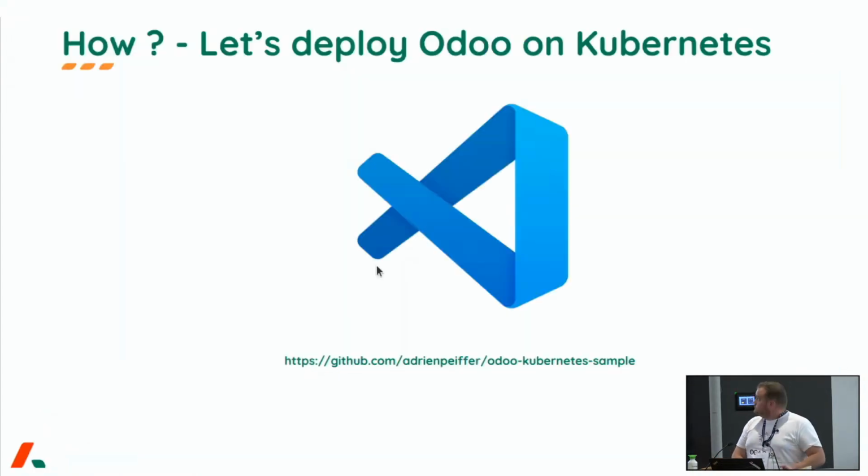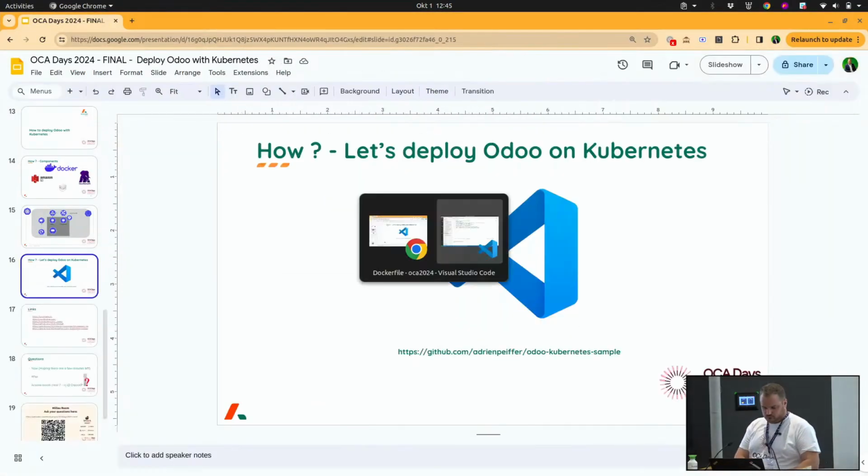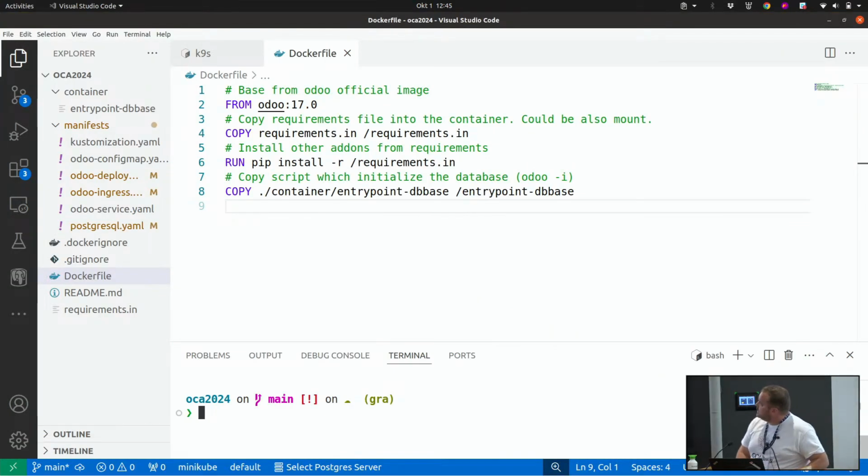And now, let's deploy Odoo on a Kubernetes cluster, and let's take a look at the manifests that will allow us to deploy Odoo on a Kubernetes cluster. Yes. So, everything starts from a Dockerfile. We cannot use the image provided by Odoo like that because, as I said, we need additional modules.